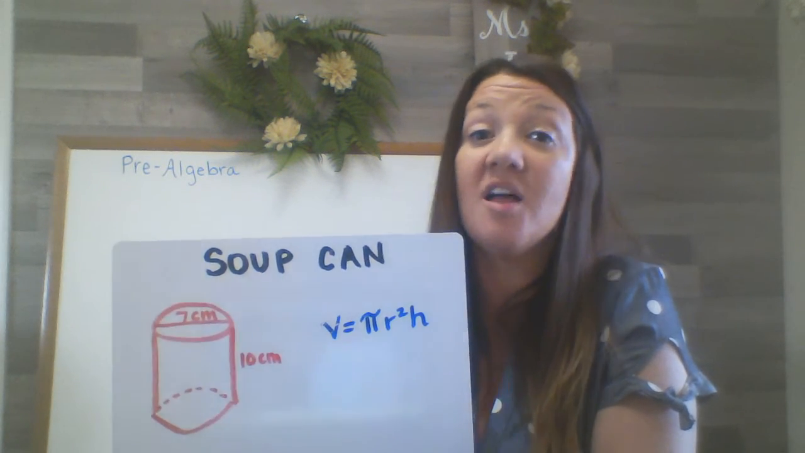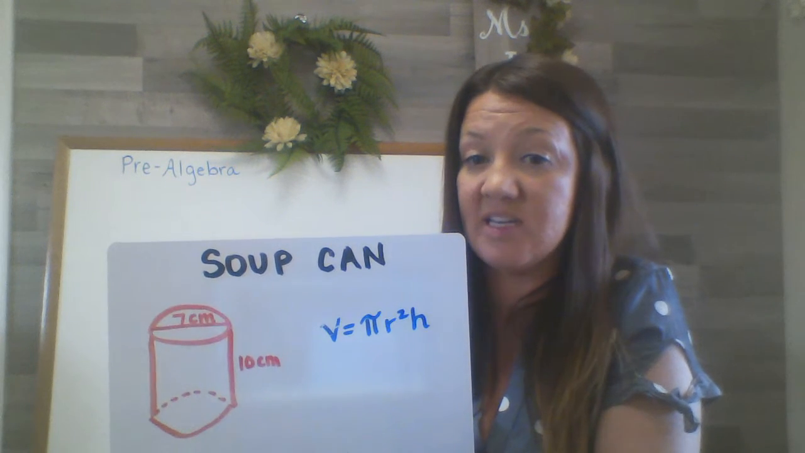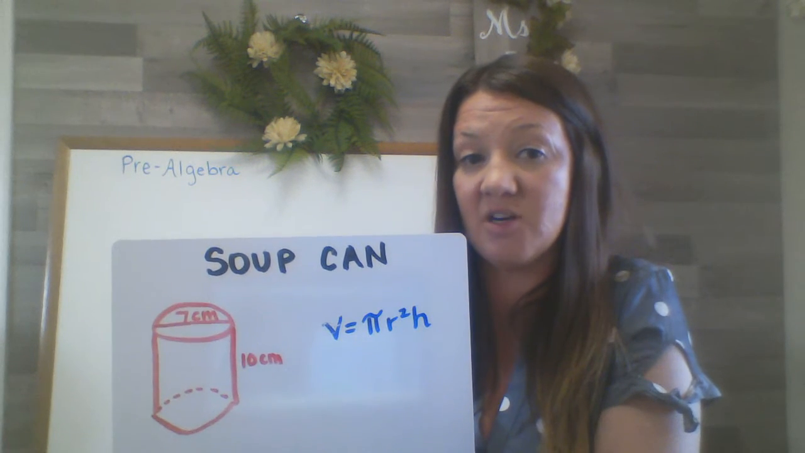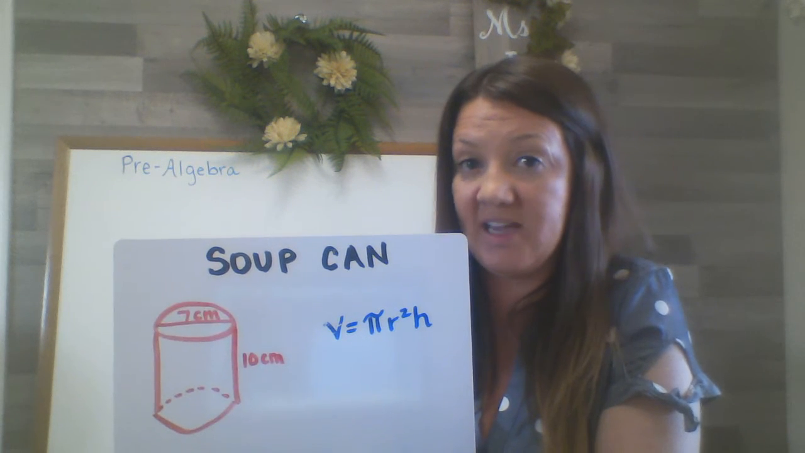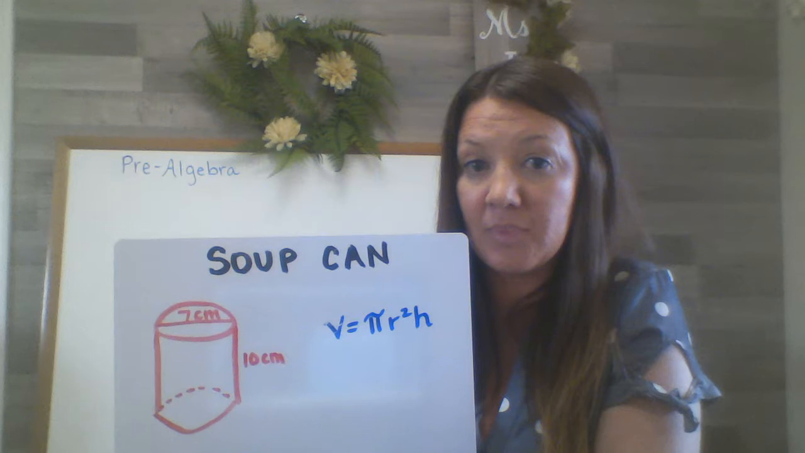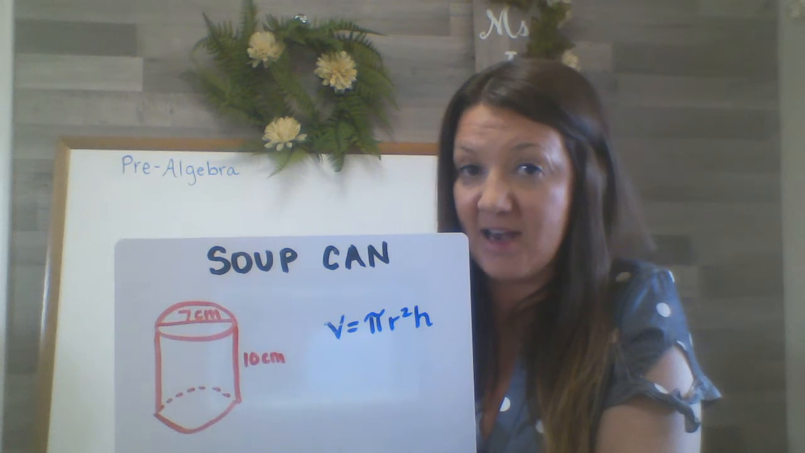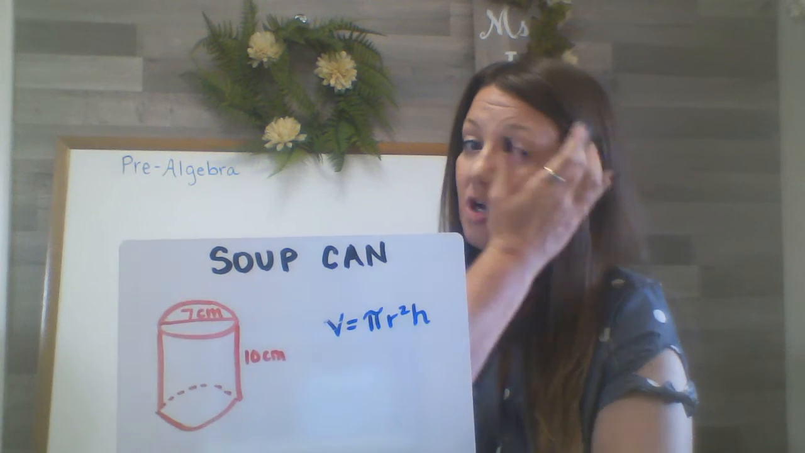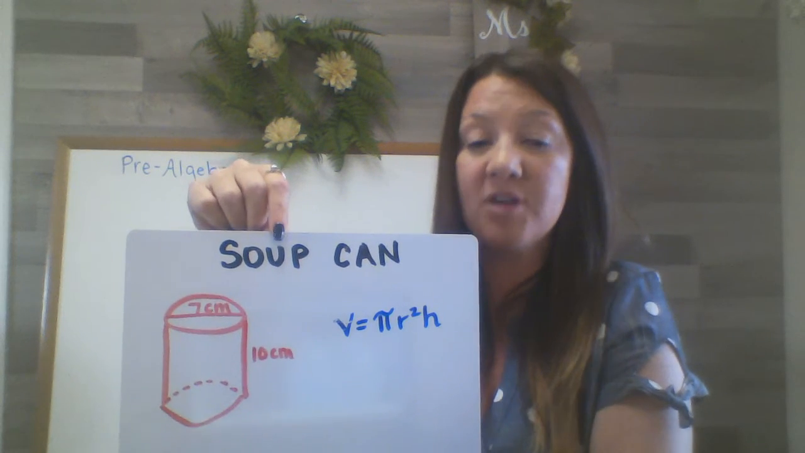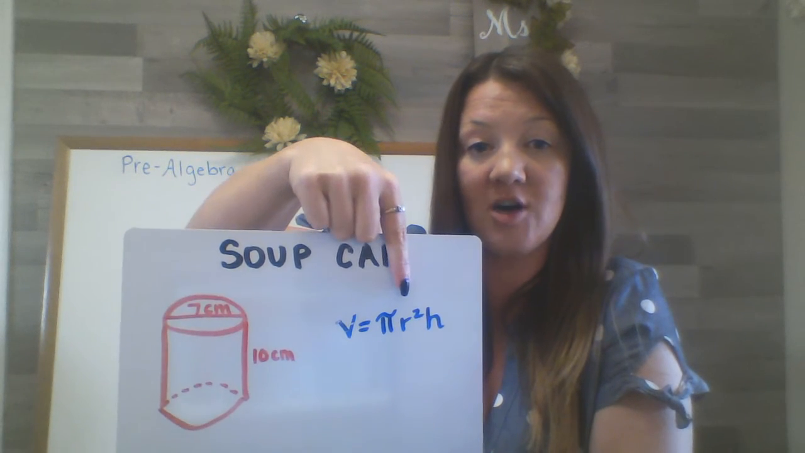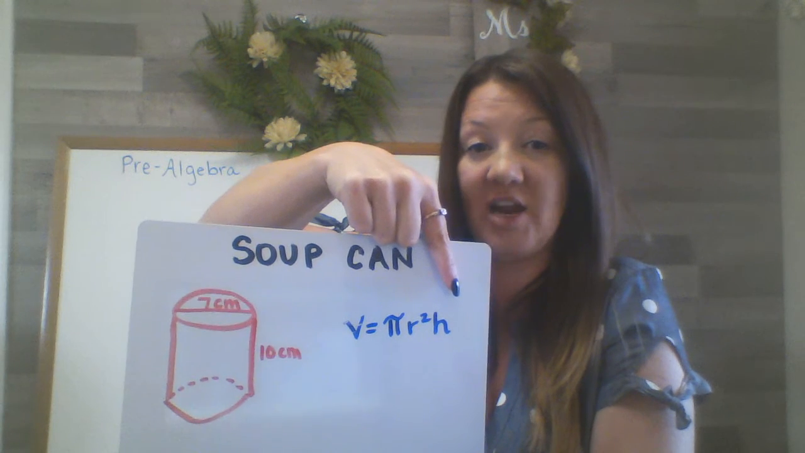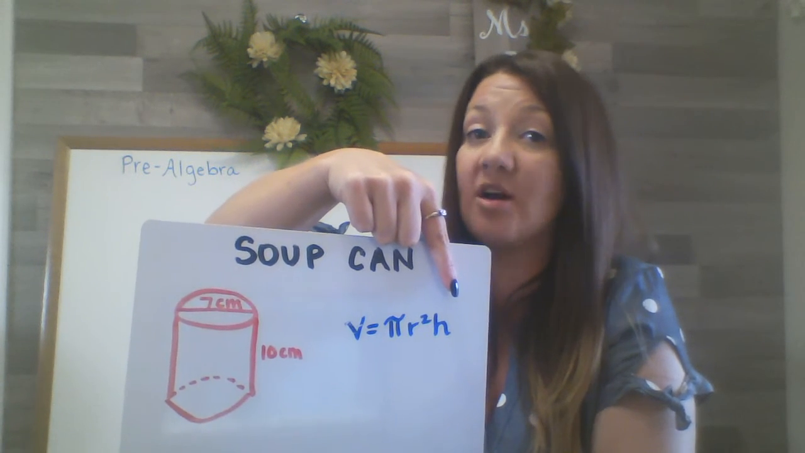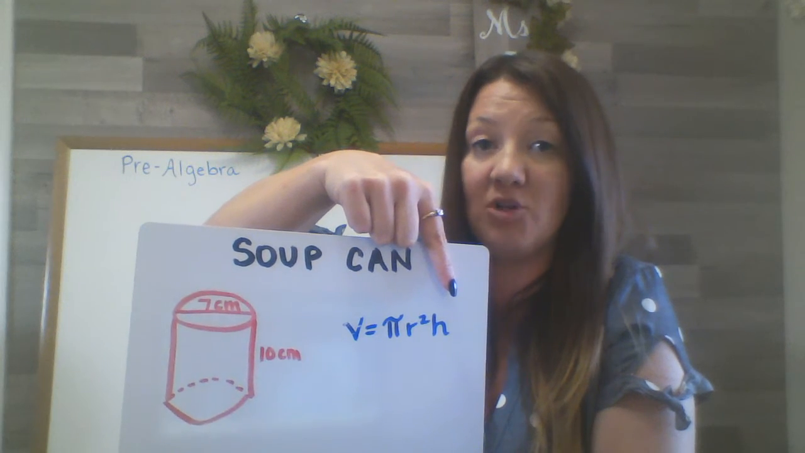And if you said we are going to cut that amount in half because a radius is exactly half of a diameter, then you are correct. So 7 divided by 2, what do you get? And if you said 3.5, you are correct. So you are going to plug in 3.5 for R, and you are going to plug in 10 centimeters for H. So remember, you have to square that radius first, then multiply by height.